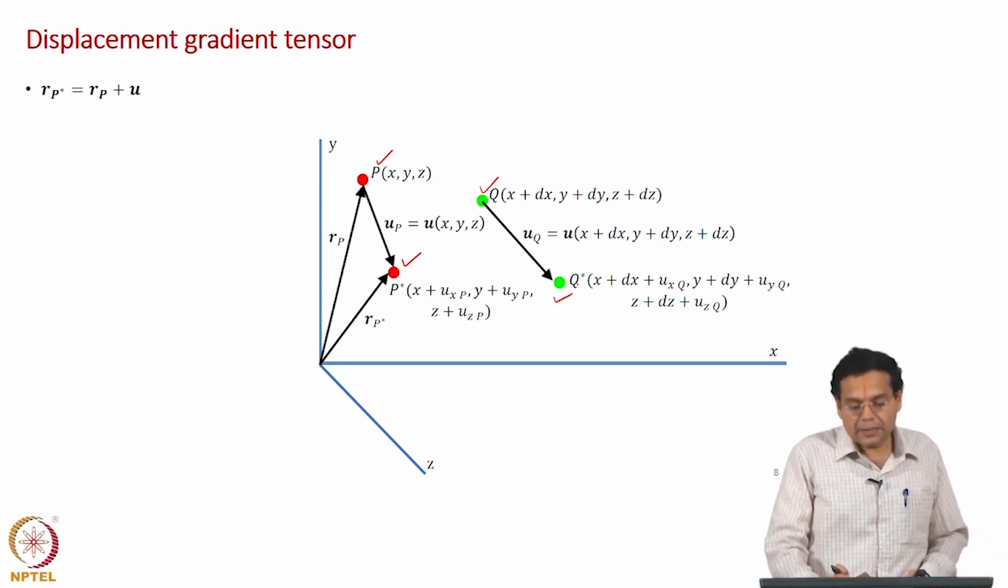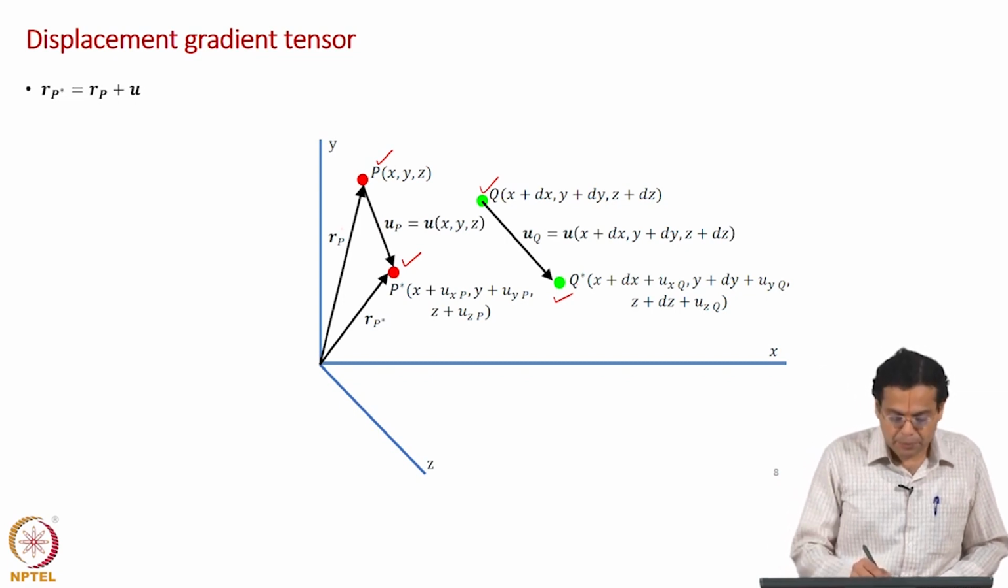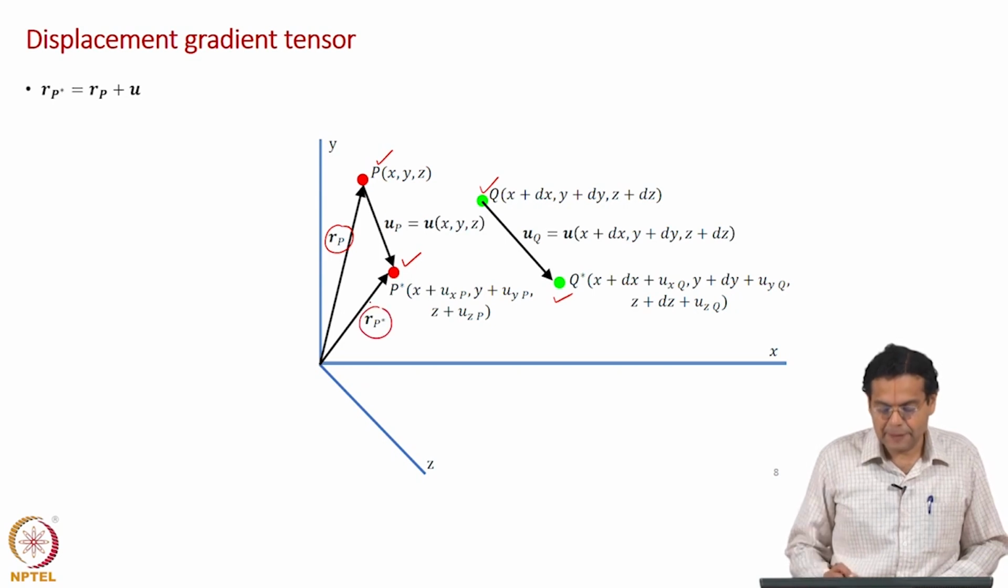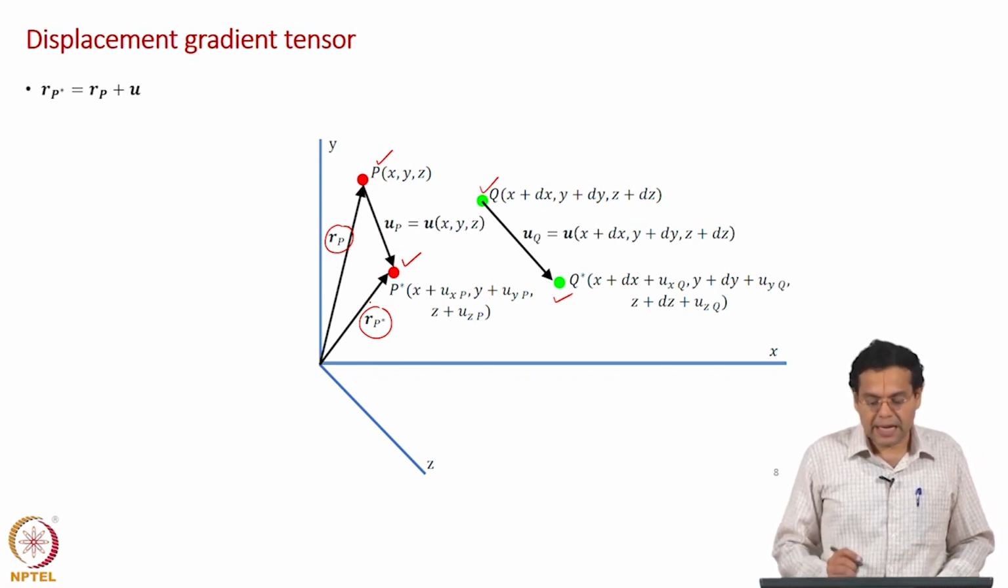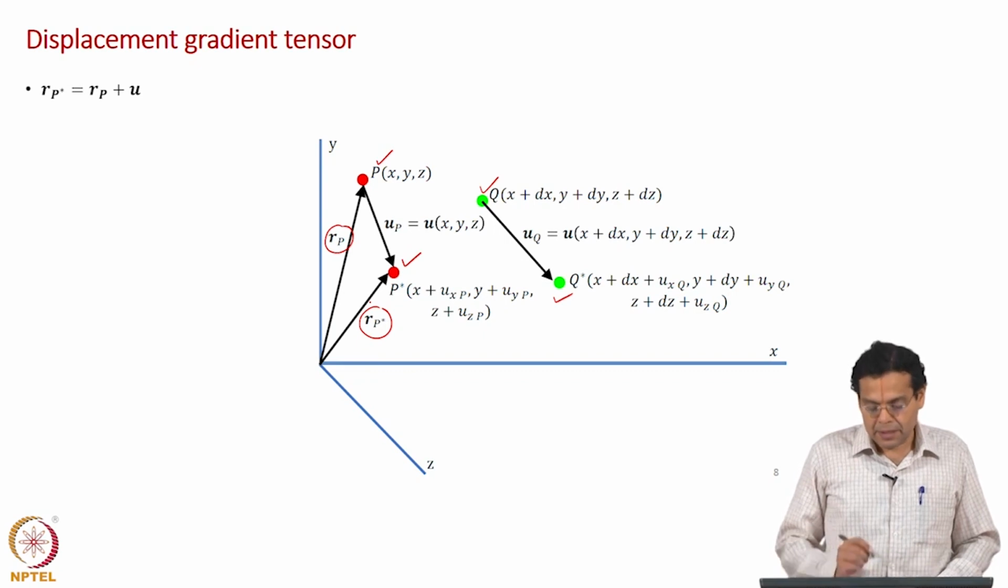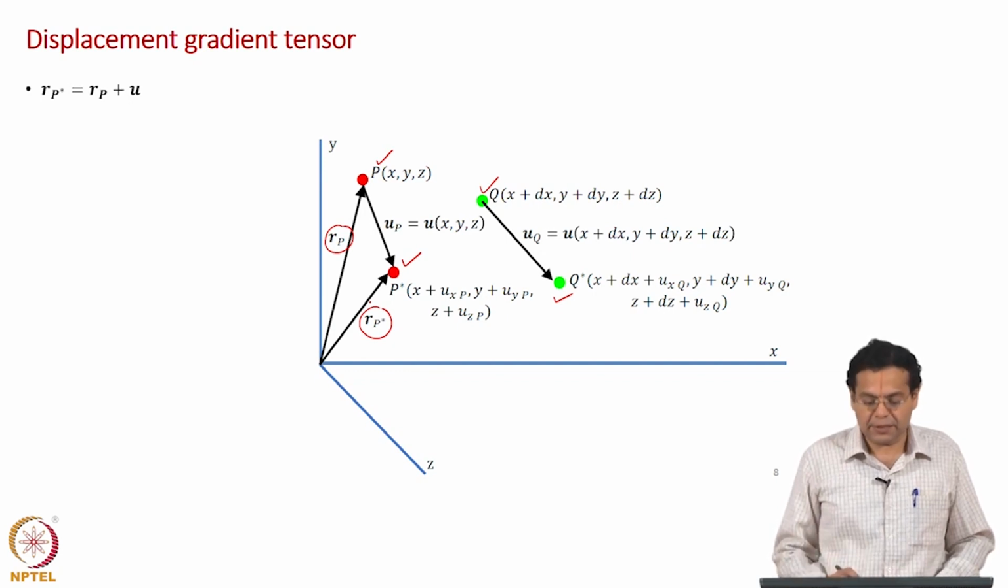Okay. R P and R P star are position vectors. What do I mean by position vectors? The vector joining the origin and the point of interest. So, the vector joining origin and point P is R vector P. The vector joining origin and P star is R vector P star. They are position vectors.